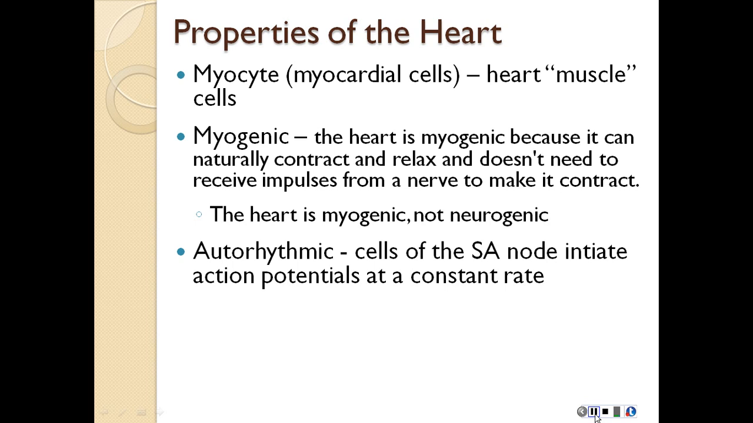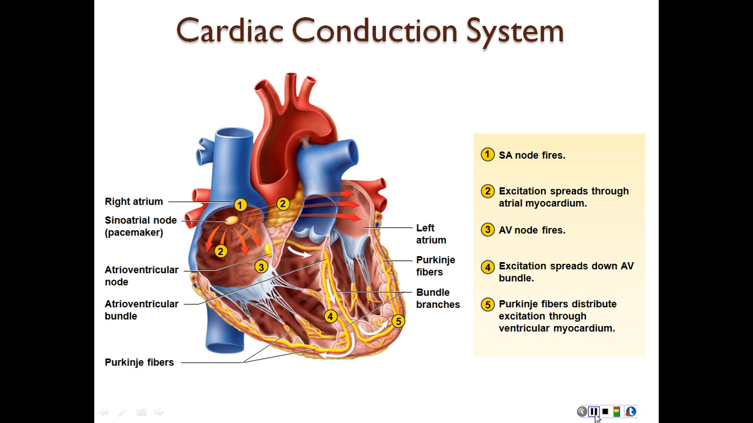Okay? And finally, autorhythmic means that the cells of the SA node can initiate action potentials at a constant rate. So the heart sets its own heart rate. The heart is autorhythmic because the cells of the heart set the heart rate, the pace of the heart. And that is, of course, through the pacemaker, which is the SA node. Okay, so the heart cells have action potentials of their own.